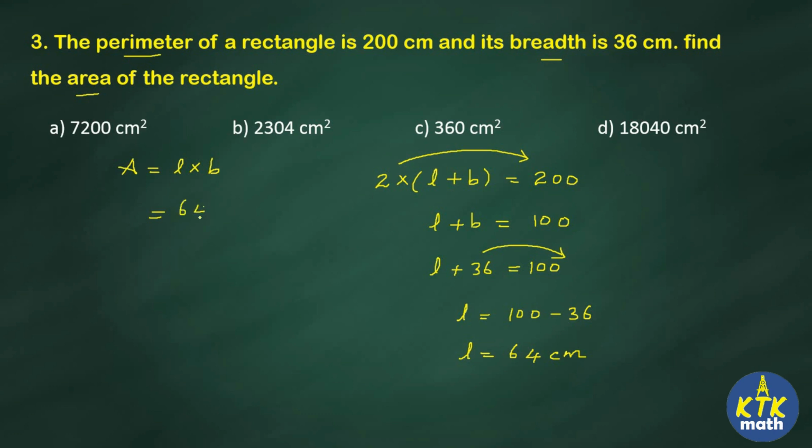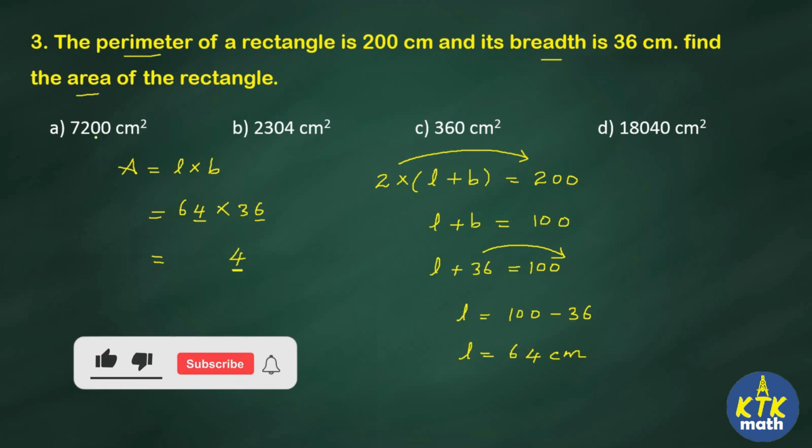L value 64 and B value 36. Okay, here I'll give you one clue. No need to multiply the entire number. Just check the unit digit. 4 and 6 are in multiplication. You will first multiply 4 and 6 only, right? So 4 sixes are 24, you will write. So the last digit will be 4.